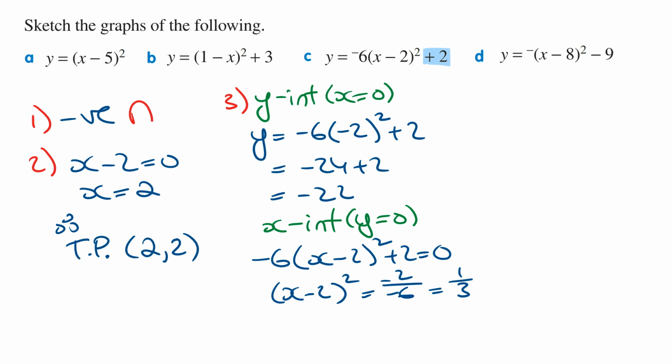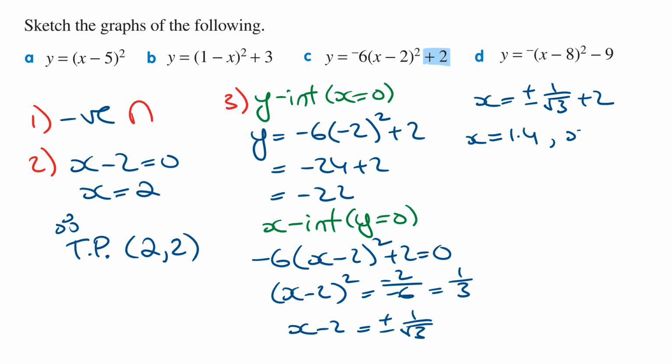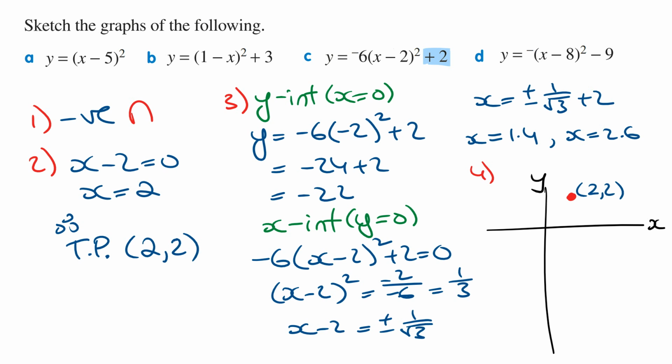And now taking the square root of both sides, we're going to get x minus 2 is equal to plus or minus 1 on root 3. And now solving for x, x is equal to plus or minus 1 on root 3 plus 2. And using your calculator, correct to one decimal place, x is going to be 1.4 or x is going to be 2.6. And so the x-intercepts are going to be these values. And for the last step, we're marking these points and then sketch a negative parabola. And so on the axis, we're marking the turning point and then the x and y intercepts, and then draw a negative or upside down parabola.